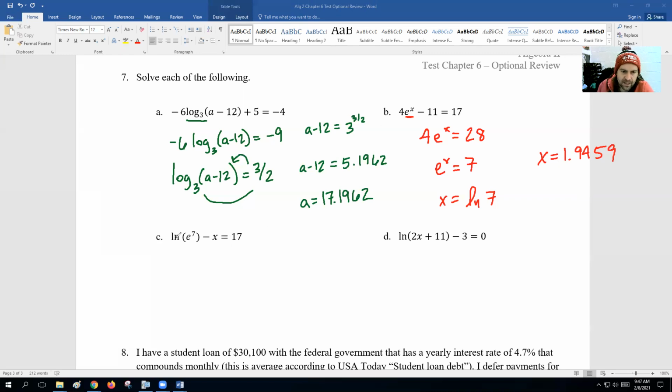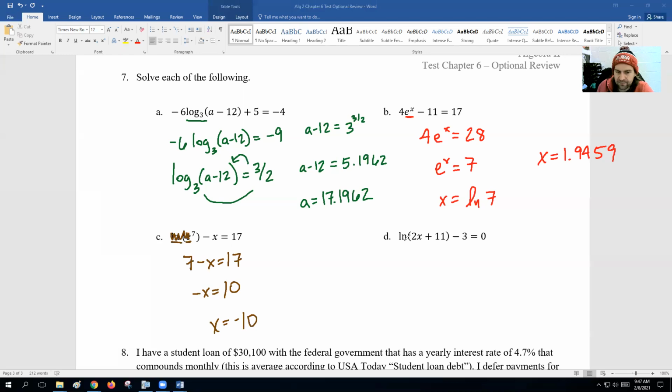So once again, we've got natural log of e to the 7th minus x equals 17. Natural log and e cancel each other out, so this just becomes 7 minus x equals 17. The only thing you've got to be careful of here is that you're going to subtract the 7 over. So you get negative x is equal to 10. x would equal negative 10. Be careful with the negative sign.